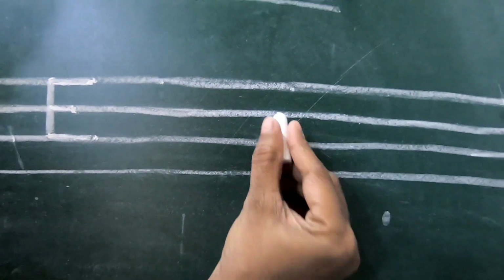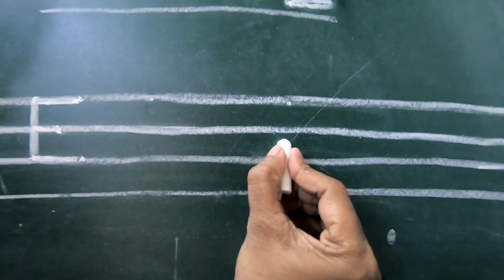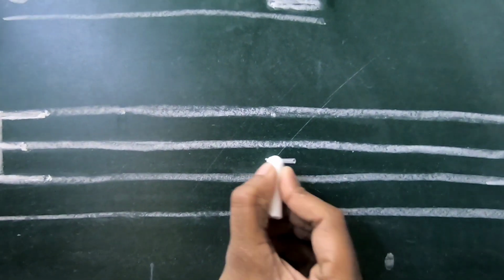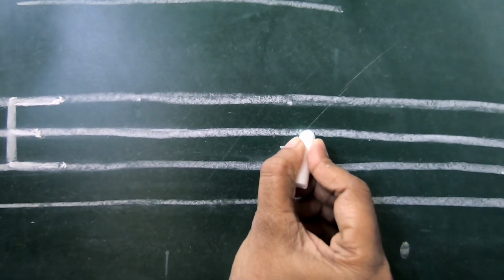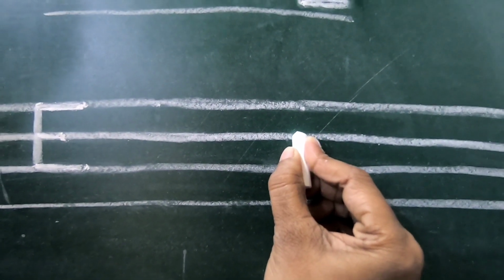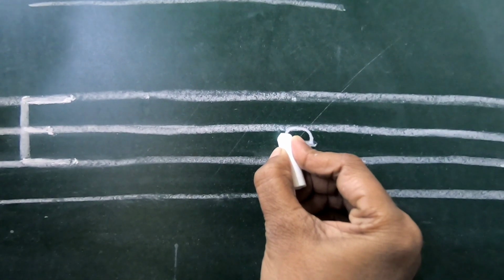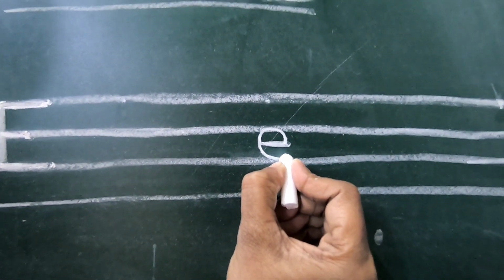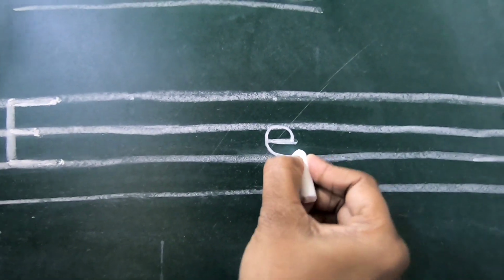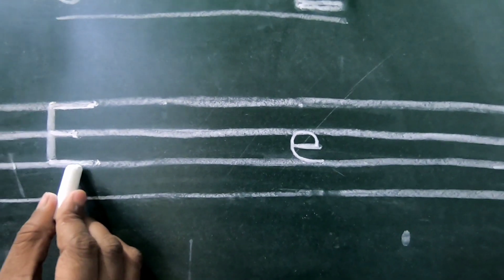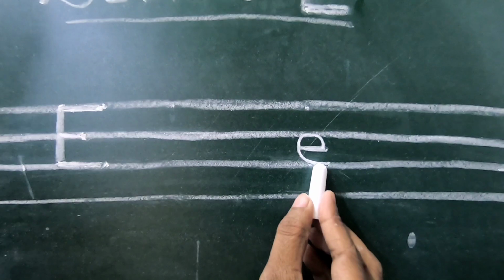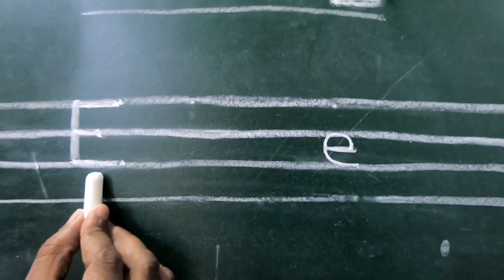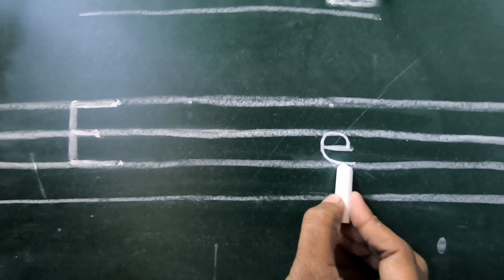In this way you have to make a slipping line, then go upward and touch the waistline, then come down touching this slipping line, touch the base line and then stop. Okay, this is capital E and this one is small e. It is written in the uppercase and it is written in the lowercase.